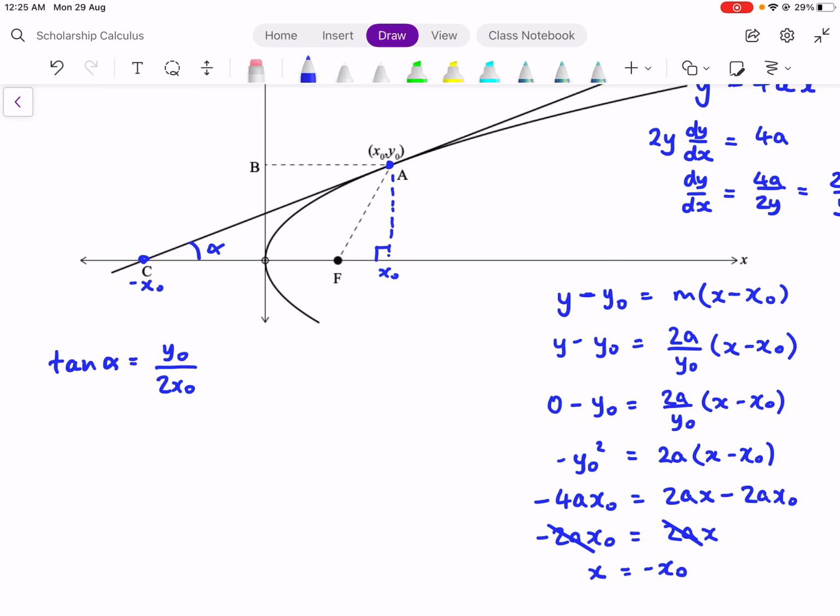Now it's also the slope. It's also the slope, 2a over y naught. Okay, so all that proves is y naught squared equals 4ax naught. Okay, so it's a parabola. Brilliant. Haven't really achieved anything there, except this angle here is alpha. Alternate angles on parallel lines are equal.